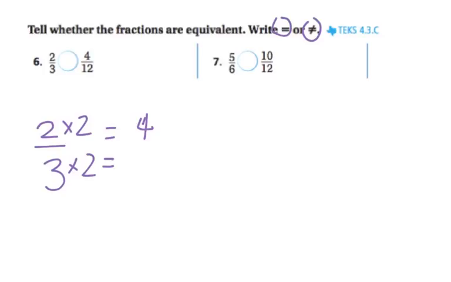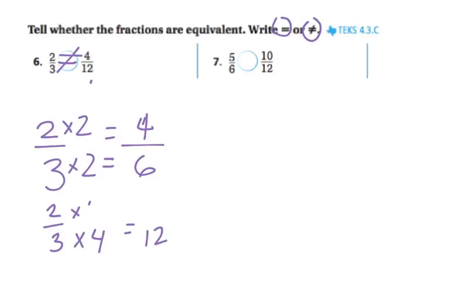But guess what, you guys? It gives me 6. 3 times 2 is 6. And so because I was not able to multiply 2/3 by 2/2 to get 4/12, I know that 2/3 and 4/12 are not equivalent. You could have also proved this by taking 2/3 and multiplying it by 4/4, because you know 3 times 4 equals 12, and then you'd multiply 2 times 4, and that would equal 8. More proof that 2/3 is not equivalent to 4/12. Actually, 2/3 is twice as much as 4/12.